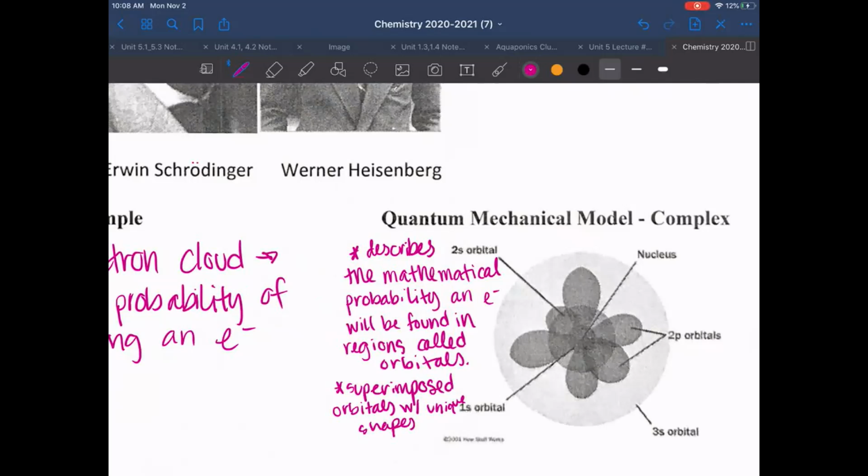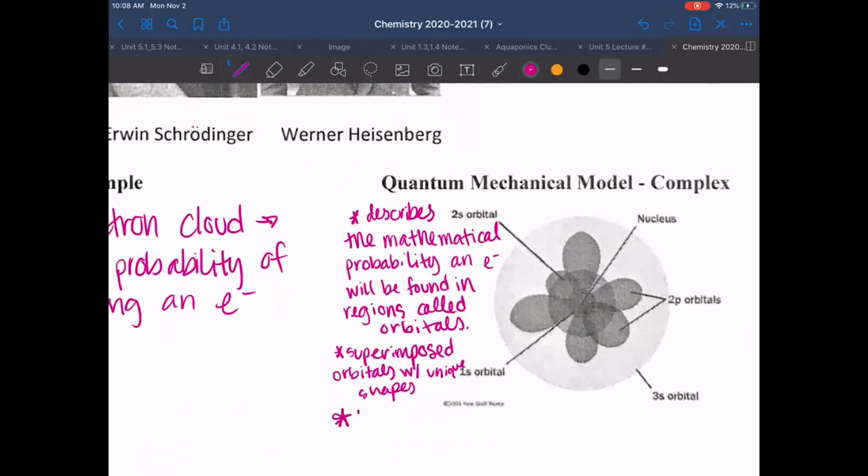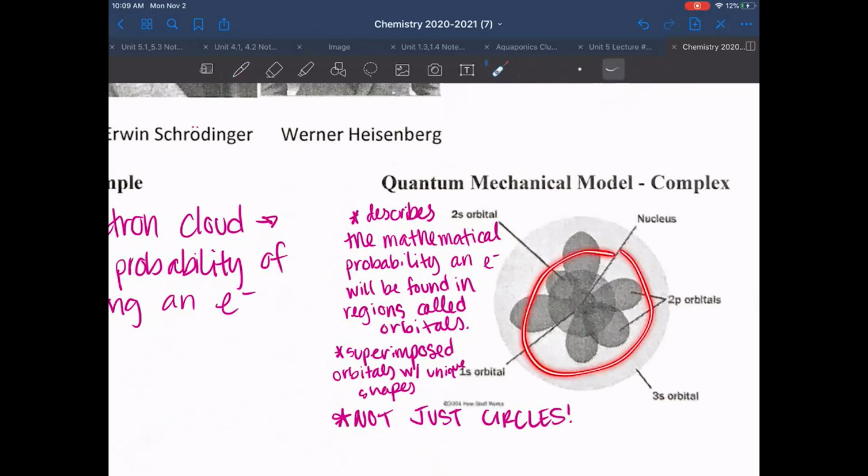And a key thing about these is that they're not just circles. Why this is important is because before we described Bohr's model as a planetary model, well, we're moving away from that. So instead of these electrons just moving in some circular path around the nucleus, they could be whizzing around in this infinity shape or just somewhere in a sphere. So we're going to break off from this planetary model here.